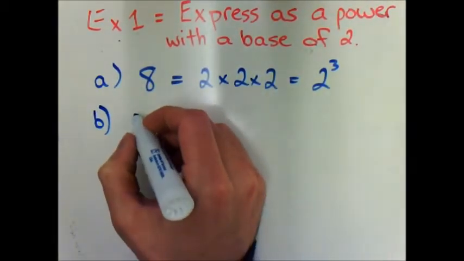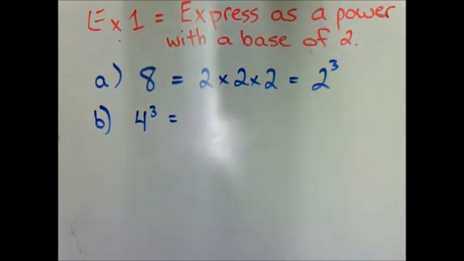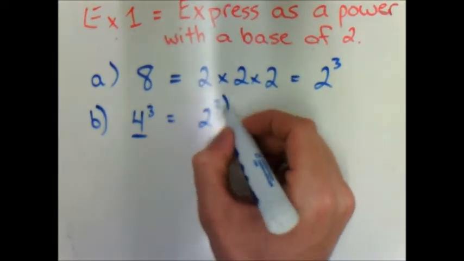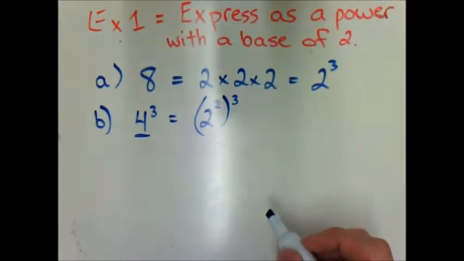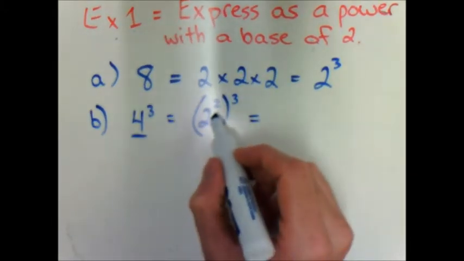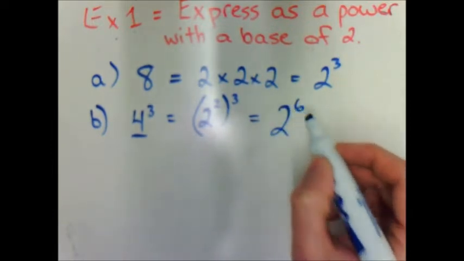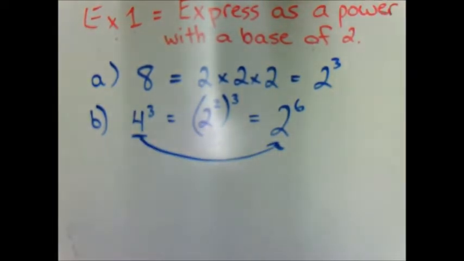B, 4 to the power of 3. We want to rewrite this with a base of 2. Well, we can see here that 4 is simply 2 to the power of 2, and then we are still raising that to the power of 3. And we apply our power of a power law, which says that when we have a power to a power, we're simply going to multiply the exponents. This gives us 2 to the power of 6. That is the same as 4 to the power of 3 in terms where 2 is the base.